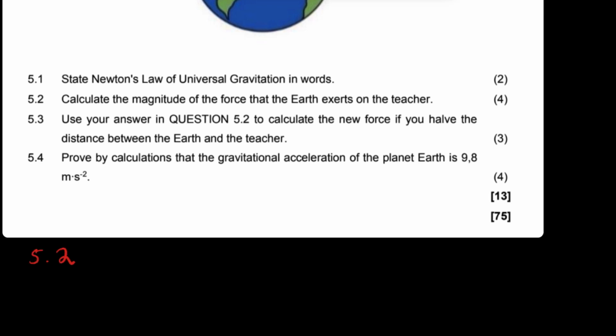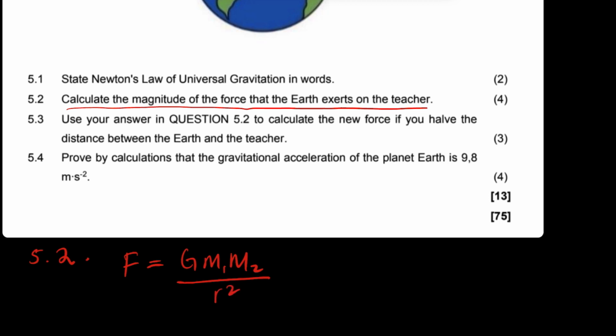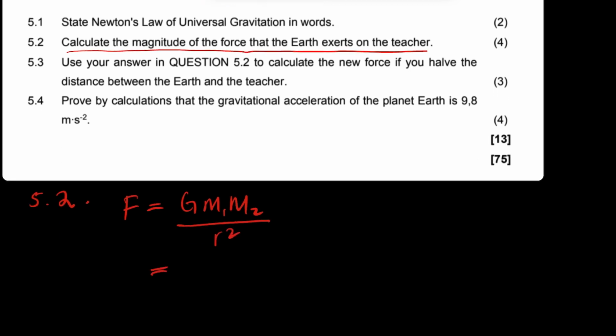5.2 says calculate the magnitude of the force the Earth exerts on the teacher. In other words, we want the gravitational force, which is the weight. The way we do it: F is equal to, you write the formula, G times mass 1 times mass 2 divided by r squared. Mass 1 is the mass of the teacher, and mass 2 is the mass of the Earth.